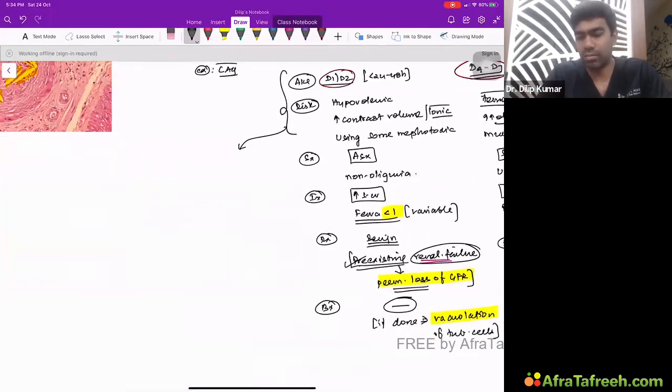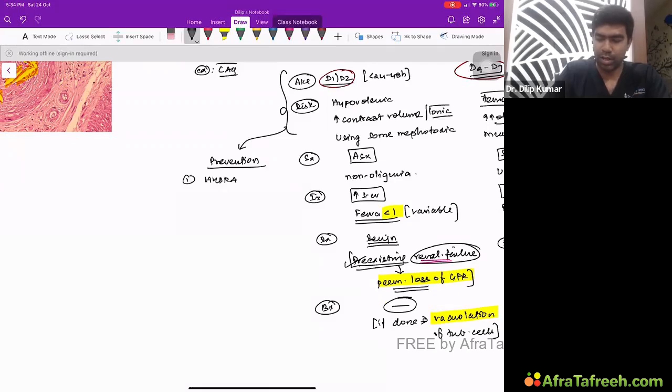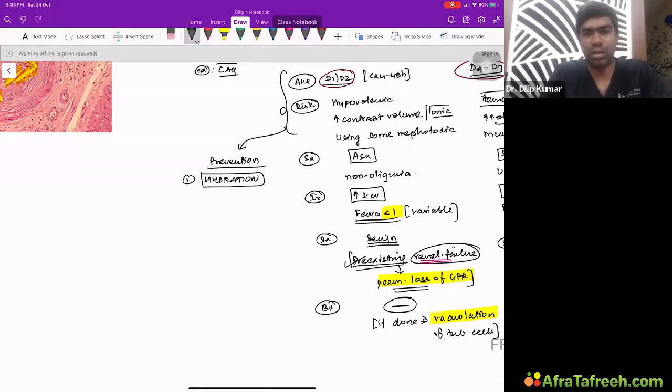And how will you prevent? Prevention is very important. There are so many trials and so much data on prevention of contrast-induced AKI, but number one is always hydration. Proper hydration is going to be the most important. Hydration with simple normal saline is basically more than enough. You don't need to do much here. Simple normal saline hydration is typically more than enough.